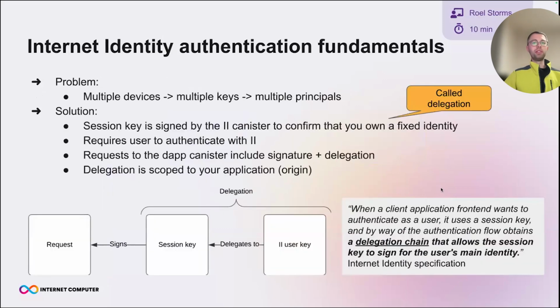If I have multiple devices, I will have multiple of those key pairs. And that means I have multiple principals. So I don't really have a stable identity. And this is exactly what internet identity can solve for you. How does it do that?